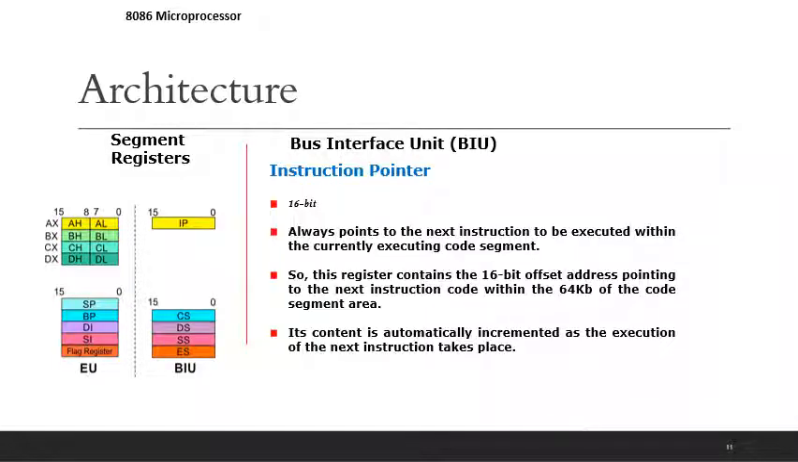Next, about the instruction pointer. The instruction pointer is also a 16-bit register. It always points to the next instruction to be executed within the currently executing code segment. So this register contains the 16-bit offset address pointing to the next instruction code within the 64 kilobytes of code segment area. It is automatically incremented as the execution of the next instruction takes place.